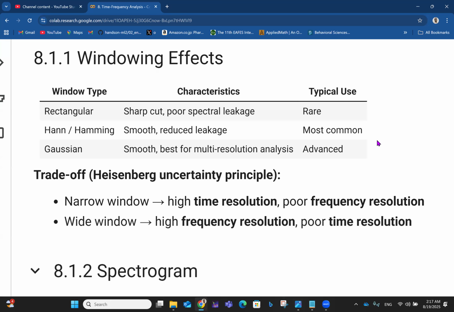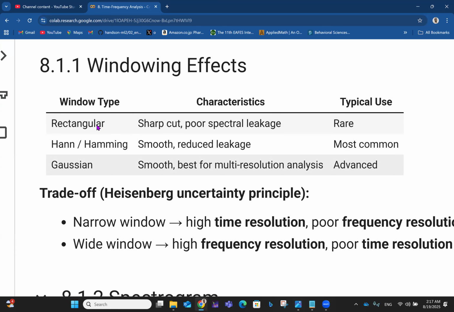So let's look at windowing effects. For window type, the rectangular window type, that's when the window function is just one. The characteristics of this window type is that it has a sharp cut and it has poor spectral leakage, and the typical use is very rare. It's hardly used because nothing is actually changing, right? Then you have the Hann and Hamming. They look really close in this case. The characteristics, they are both smooth and you have reduced leakage, and they are the most common of all. Then you have Gaussian, which is smooth and best for multi-resolution analysis. It is advanced in use.